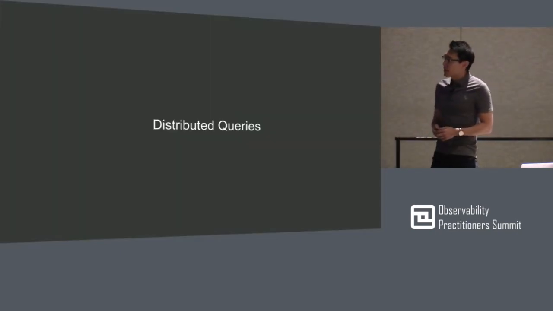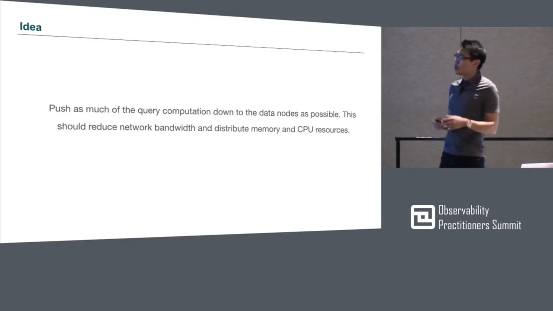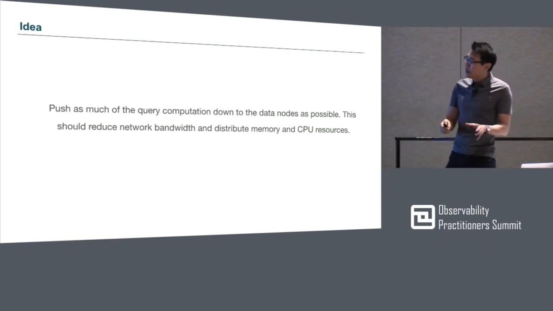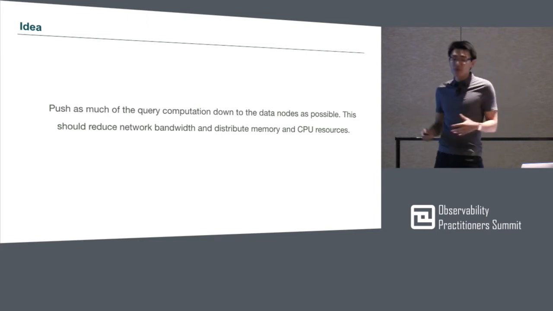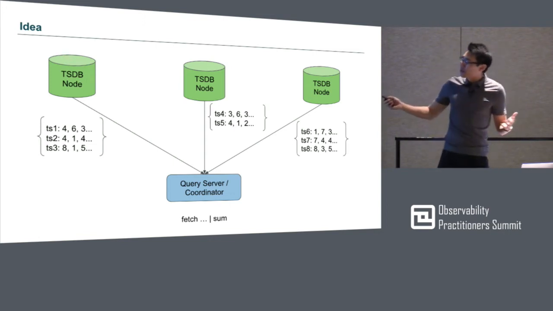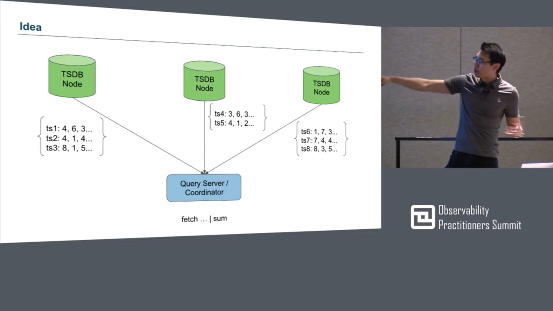The next thing that I want to talk about is distributed queries. The idea behind distributed queries is that you want to push as much of the query computation down to the data nodes as possible, and this should, in theory, reduce the network bandwidth, and also distribute the memory and CPU resources, because all the nodes are sharing the work. If we look at an example of how this works, I have either my query server or my coordinator node or one of the data nodes down here doing the coordination.